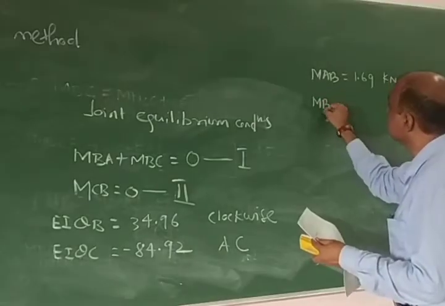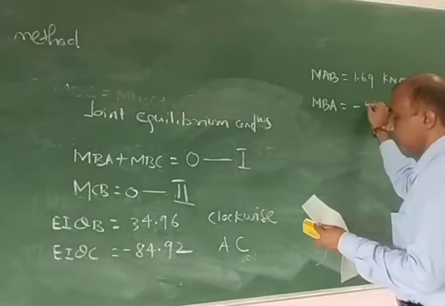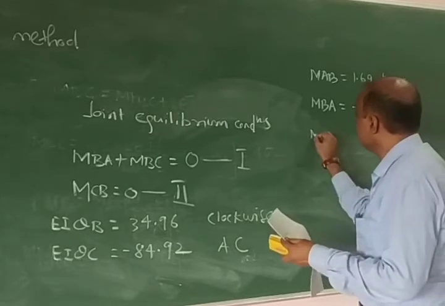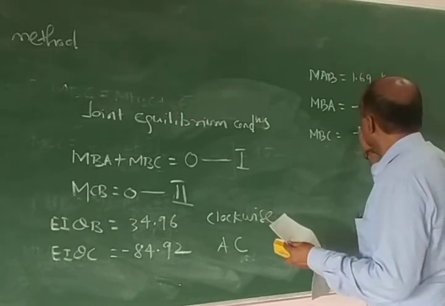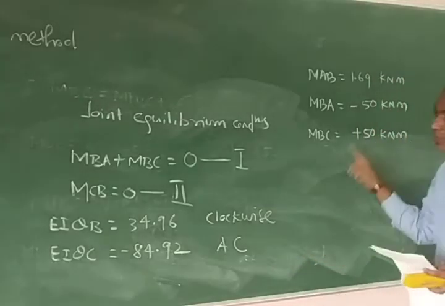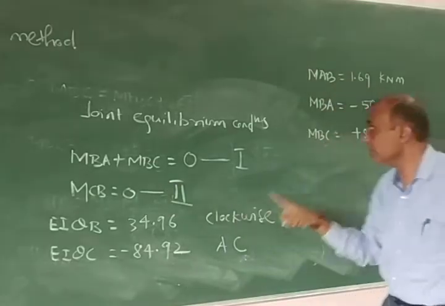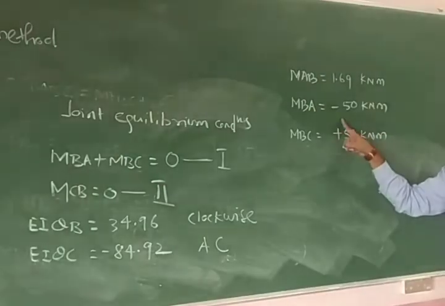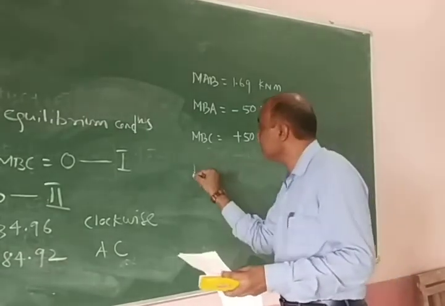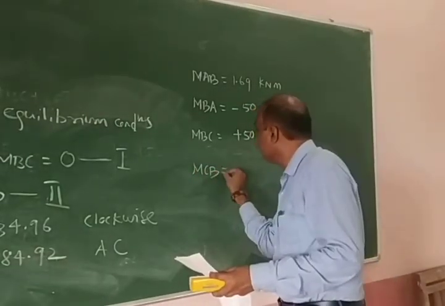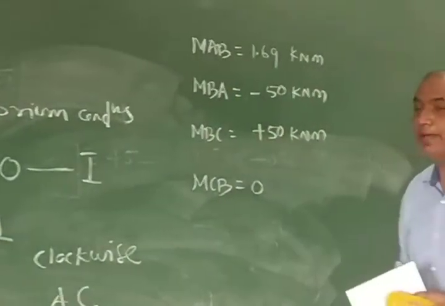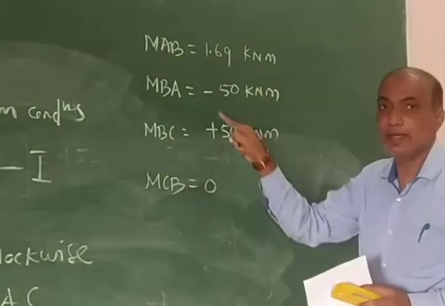MBA, we check out the answers, minus 50 kilonewton meter. MBC equal to plus 50 kilonewton meter, because both have to be same. We have substituted MBA plus MBC equal to 0. That means MBA and MBC should be equal and with opposite sign. One minus, one plus, and then MCB, you have substituted 0, you must get 0. So this is how you find the equations and find the moments.